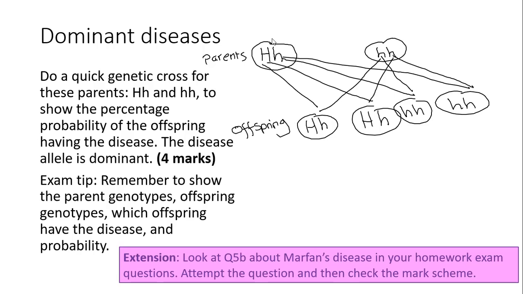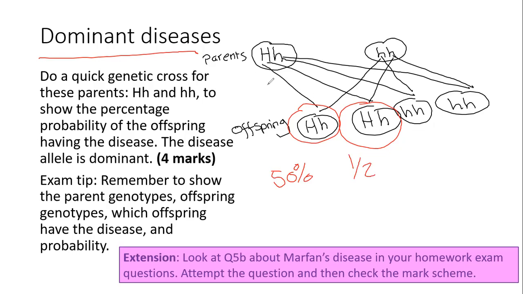Which offspring have the disease? Okay, so which offspring would have the disease? This offspring would have the disease, and this offspring would have the disease, because it is a dominant disease. And the probability, will it be a 1 in 1 chance? 1 in 1 ratio, sorry. So you've got a 50% chance, a 1 in 2 chance of having the disease.